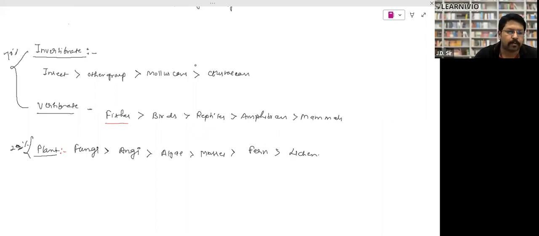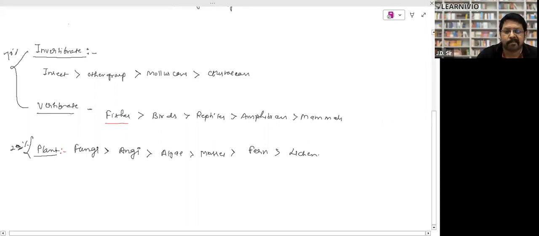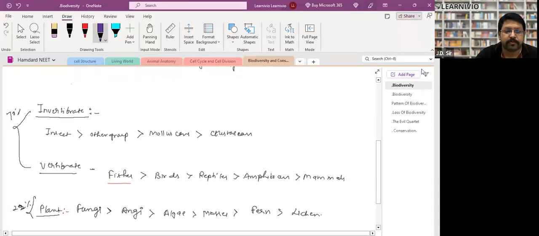So what is the percentage that is given on the left side? This is actually the complete biodiversity when we include the plants and animals. So 70% of biodiversity is animals and 22% is plants, right? And the rest belongs to bacteria, viruses, and all that. This is from NCERT only.